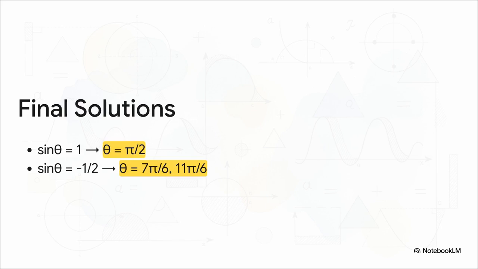And now for the final step. We just substitute back. We have to solve sine theta is equal to 1, which gives us pi over 2. Then we solve sine theta is equal to negative 1/2, which gives us 2 different angles on the unit circle, 7 pi over 6 and 11 pi over 6. And there they are, our 3 final solutions. Beautiful.